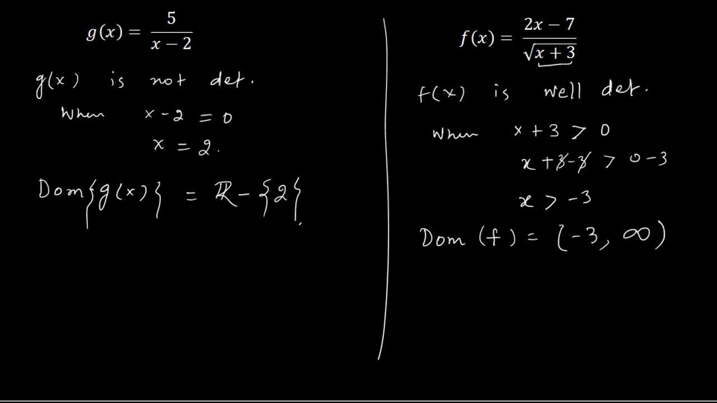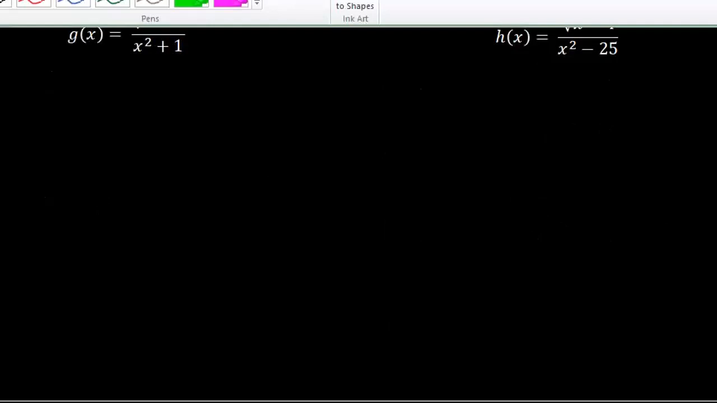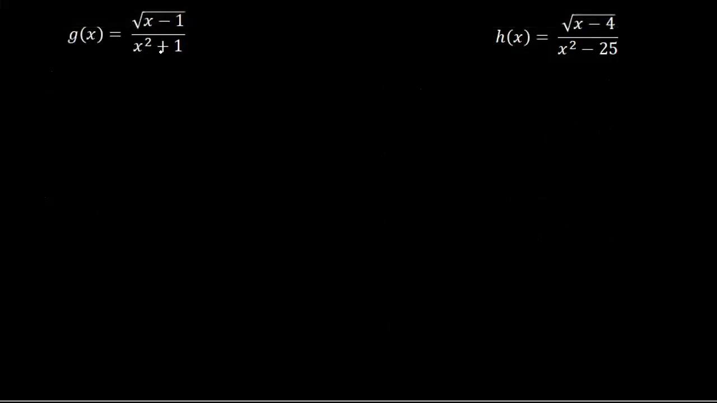See a few more examples. Here we have a function g(x) equal to square root of x minus 1 upon x square plus 1. Please note x square plus 1, since x square is always more than or equal to 0 for all x belonging to real numbers. We all know that being a perfect square, it cannot be negative.